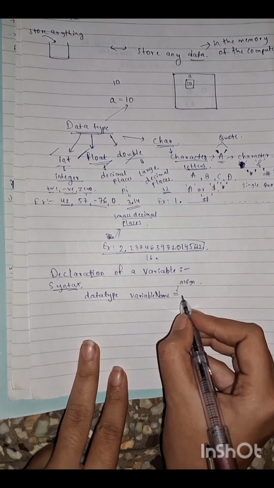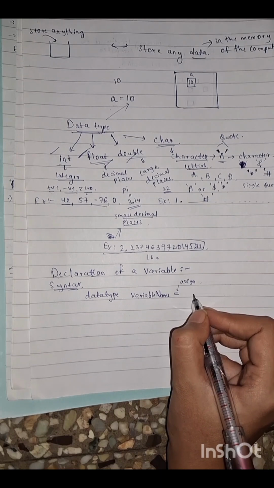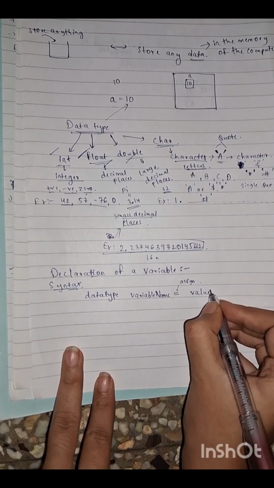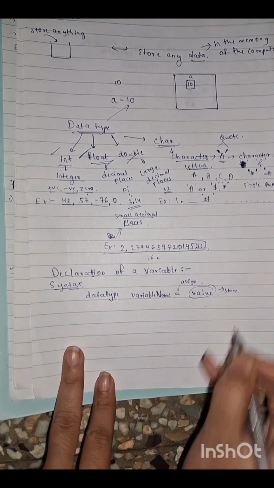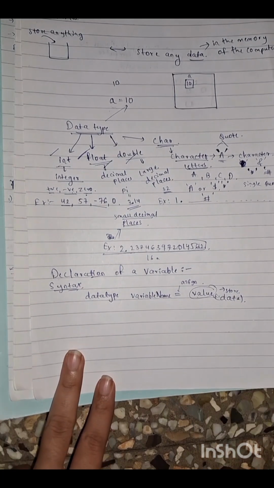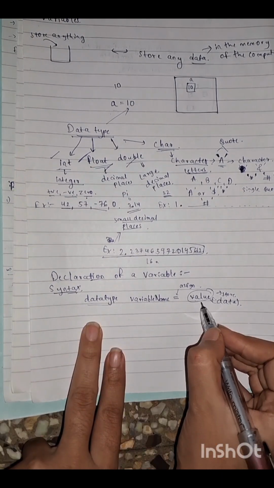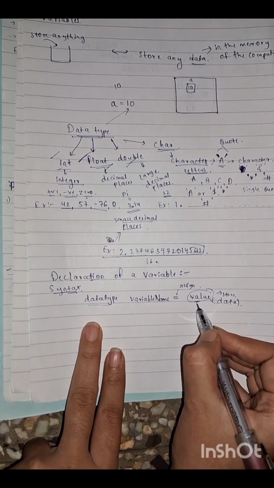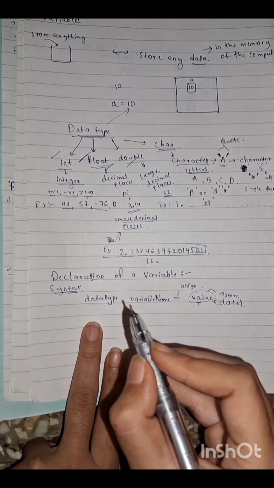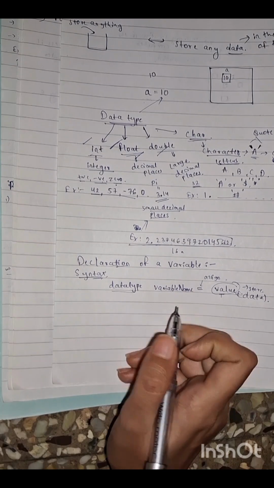Okay, now before that, here we need to put the value which we want to store. You can also call this data. So now we know what a data type is. Based on the value which we want to store, that data type we have to write.